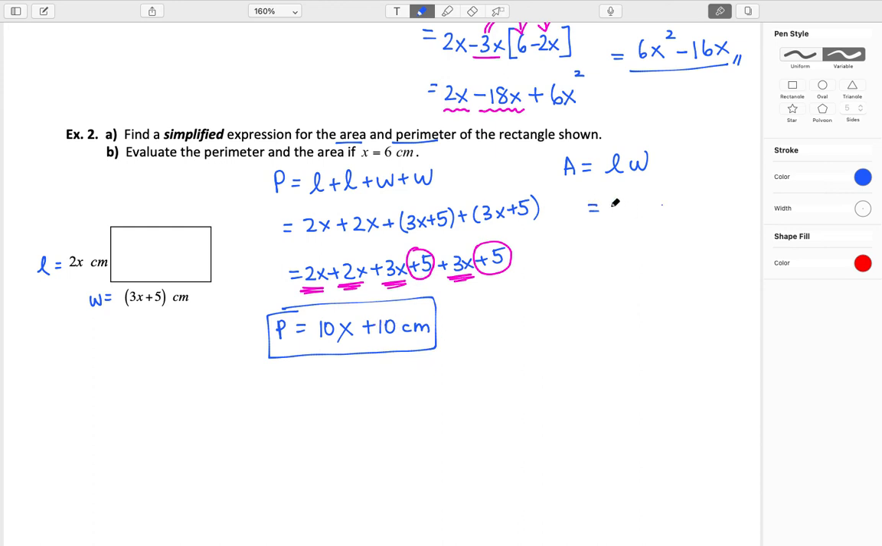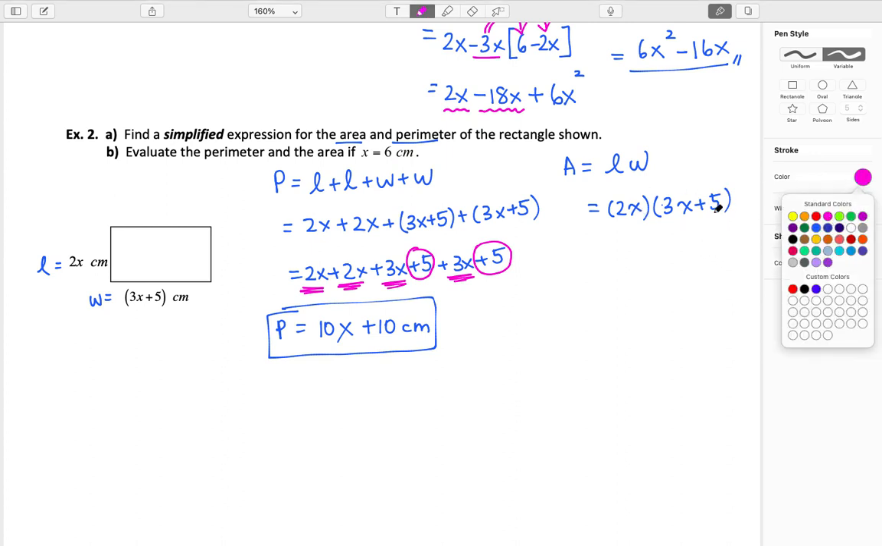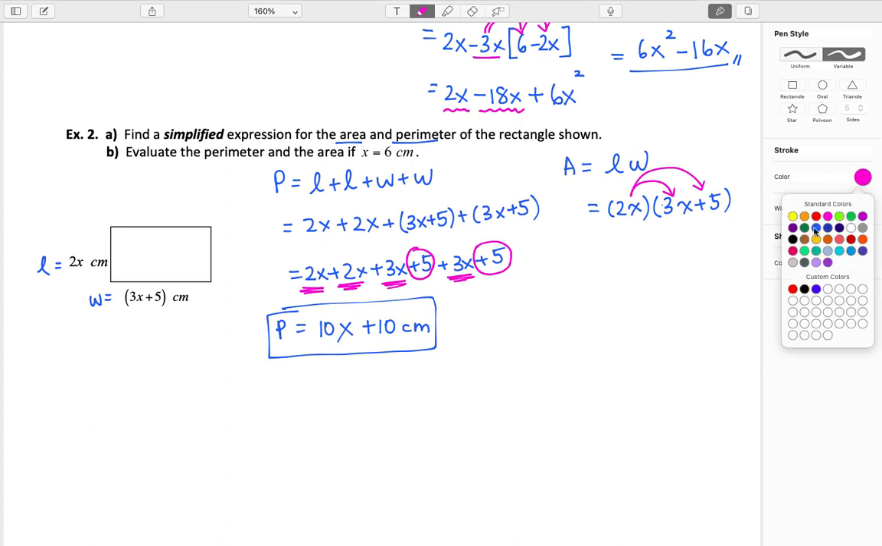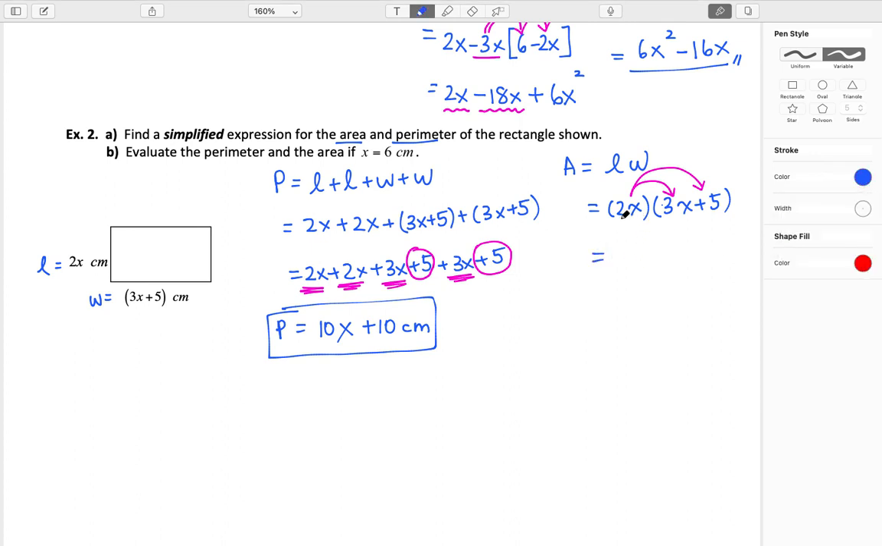The length is 2x, and the width is 3x plus 5. Now, again, 2x is in front of this bracket, so we have to do the distributive property for multiplying. Distribute and distribute. Therefore, 2 times 3 is 6x squared, plus 2 times 5 is 10x. And don't forget, for area, it's centimeter squared for the unit.